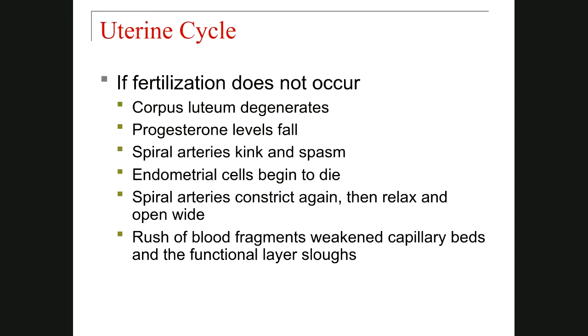If fertilization doesn't occur, the corpus luteum degenerates, the progesterone level falls, spiral arteries start to kink and spasm, endometrial cells begin to die, spiral arteries constrict again, then relax and become wide. A rush of blood fragments weakens the capillary bed, and the functional layer starts to slough off from the surface.